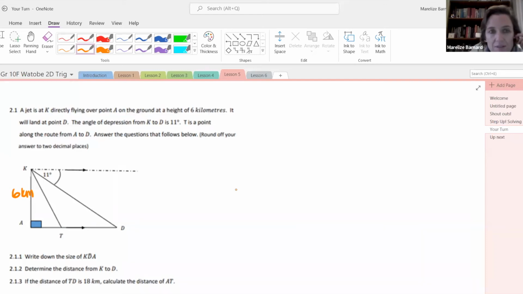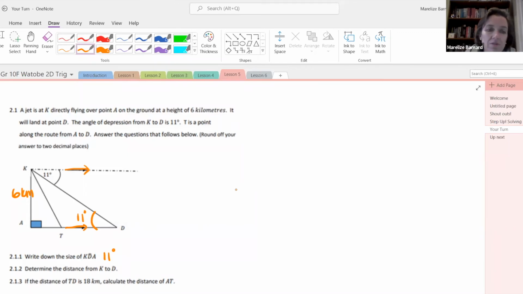KA is 6 kilometers. The angle of depression from K to D is 11 degrees, and some of you spotted that correctly. That means that angle KDA is also 11 degrees. So that answers our first question already, that KDA is 11 degrees. Why? Because it is the angle of depression from K, and these lines are parallel, so they're basically alternate angles. And that is what Sean said. That is correct.